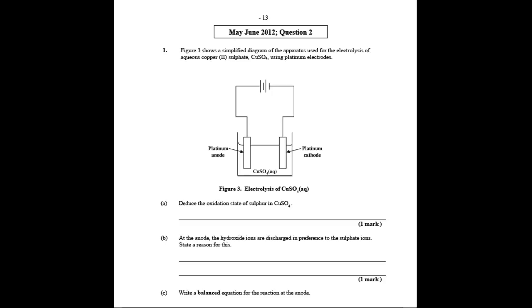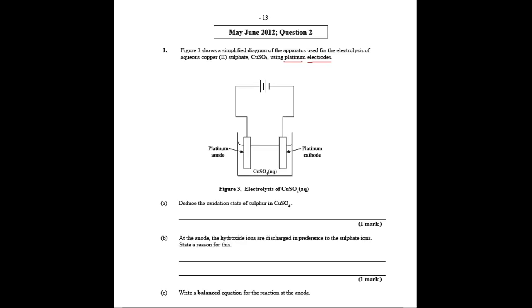So this is May, June 2012, question 2, still on electrolysis. Figure 3 shows a simplified diagram of the apparatus used for the electrolysis of aqueous copper(II) sulfate, CuSO4, using platinum electrodes. All right, so what's very important to note is that we're using platinum electrodes, and the type of electrode being used is one of the factors that affect which ion is discharged or liberated or set free during electrolysis.